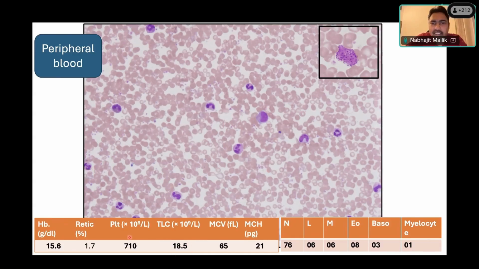What about the platelets? The platelets are also increased, right? Yeah. So we have platelets that are increased. We have a hemoglobin which is around 15.6. So in a 65-year-old lady, again increased. What is the cell that you see here on the inset? Can you tell me what cell this is?